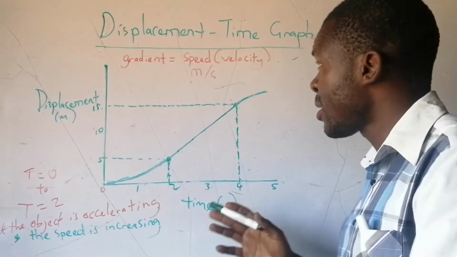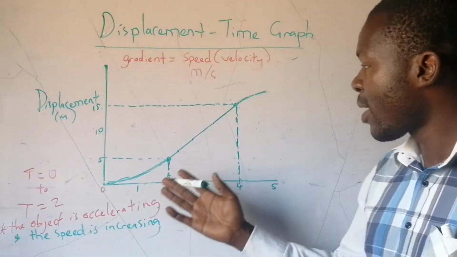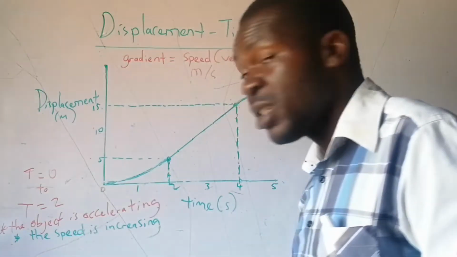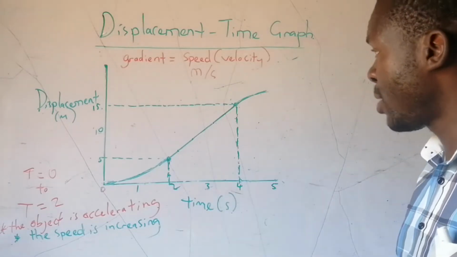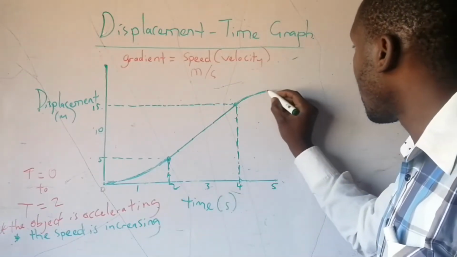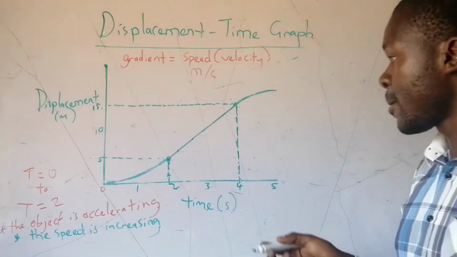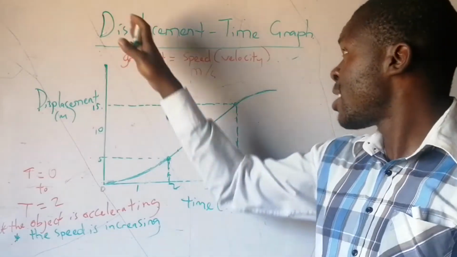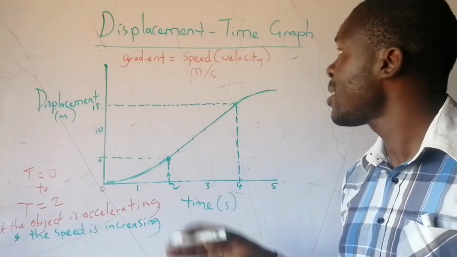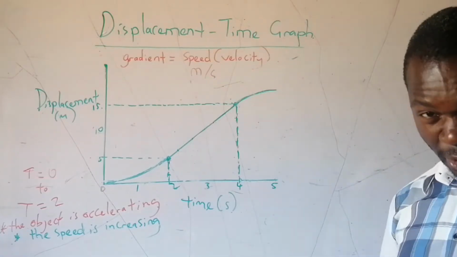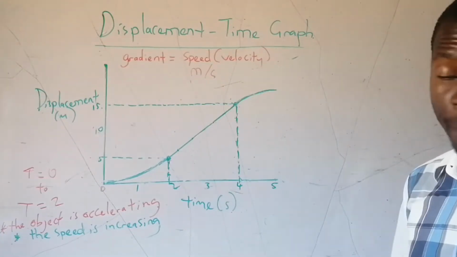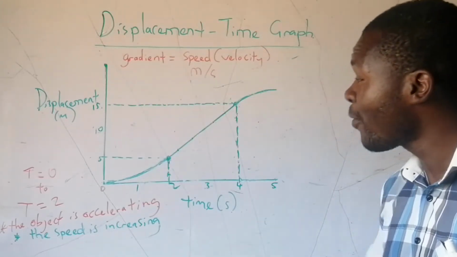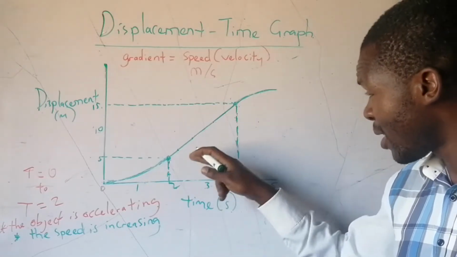Now let us consider this graph. This graph is a displacement time graph which is showing the movement of a certain object for 5 seconds. You have to know that the gradient of a displacement time graph represents the speed or the velocity at any given point. So the gradient, remember, is the slope of the curve or the slope of the line.